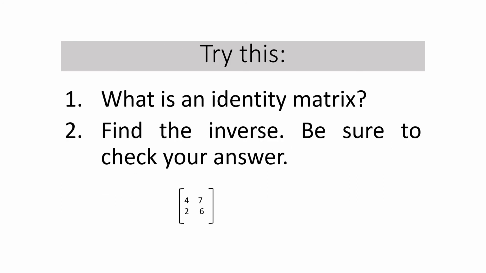So after all being said and done, let's try this. What is an identity matrix? Then find the inverse. Be sure to check your answer. So we have the matrix 4, 7, 2, 6. Comment down your answer below.